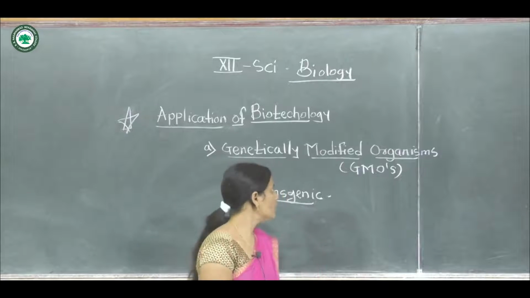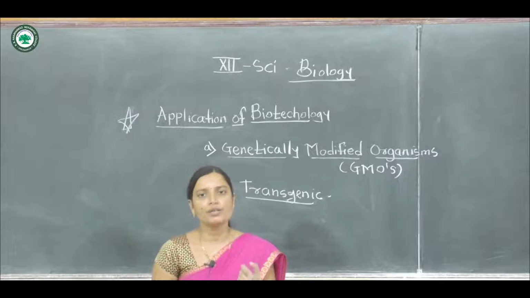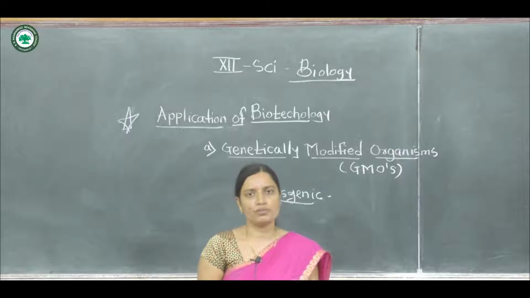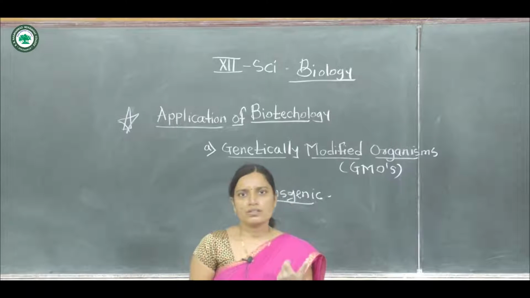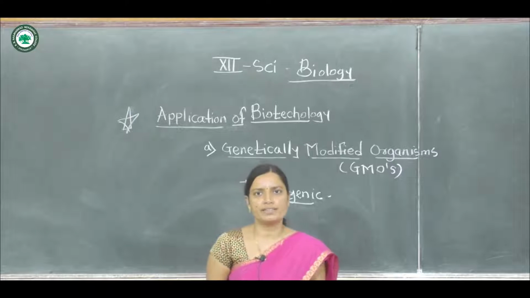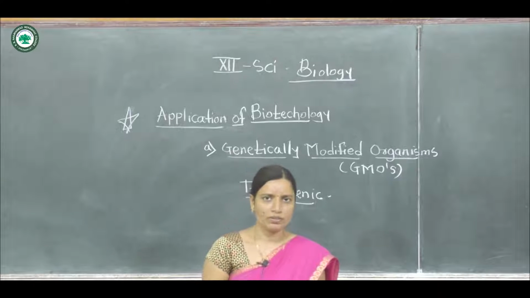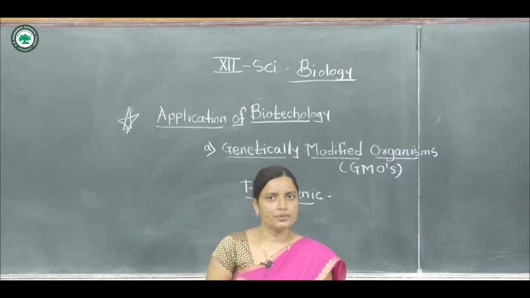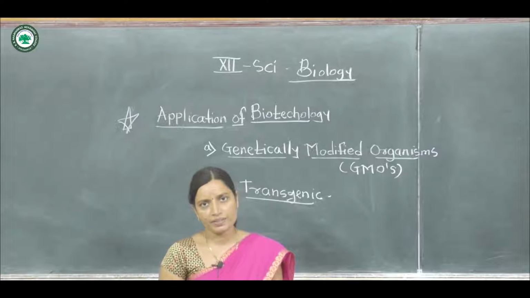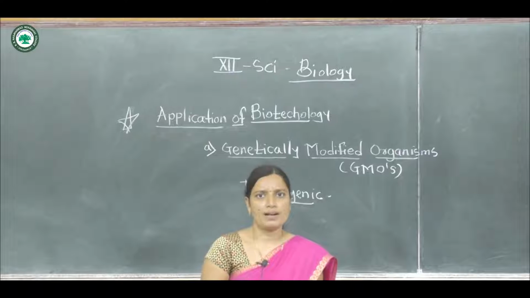Now genetically modified organisms, or genetically modified plants, are produced with some important aims. The important aim is to introduce new traits to the plants. The new traits or new characters are introduced to the plants. They are not produced naturally; artificially they can introduce some genes or characters into plants.